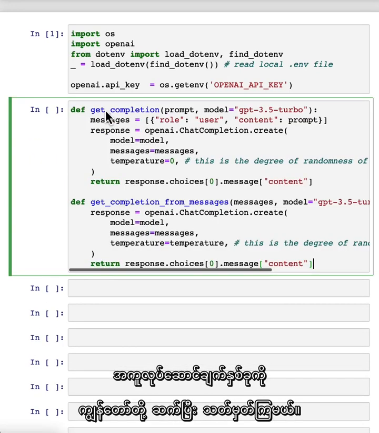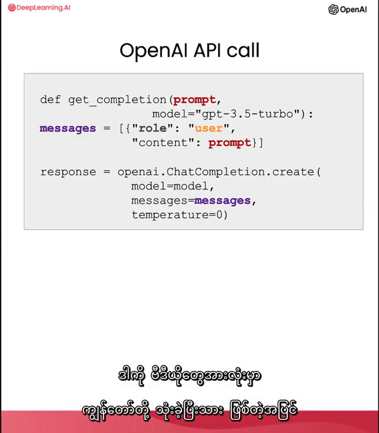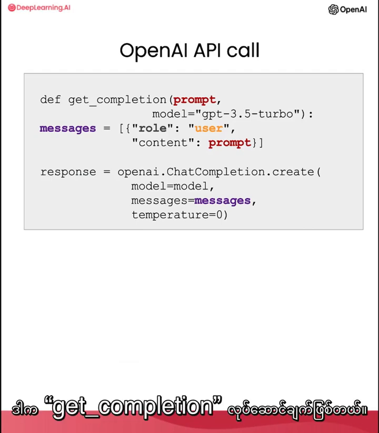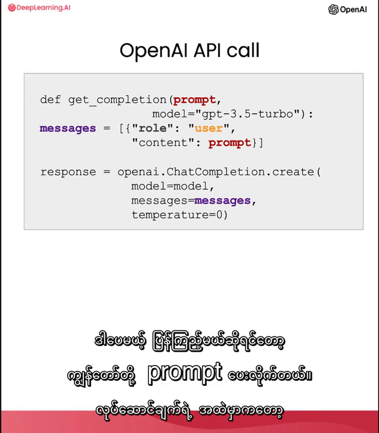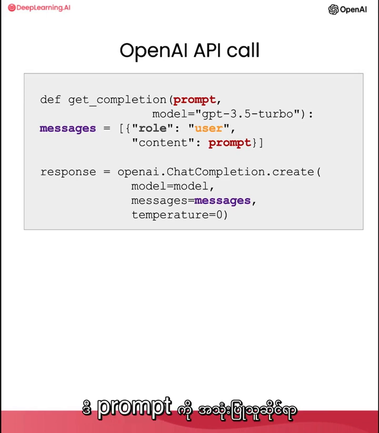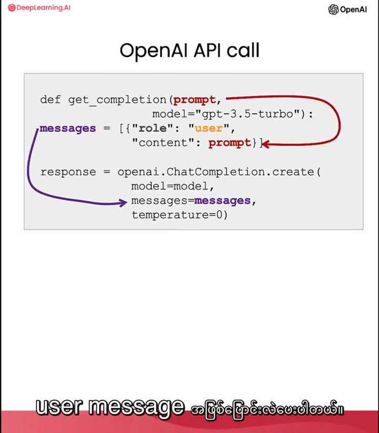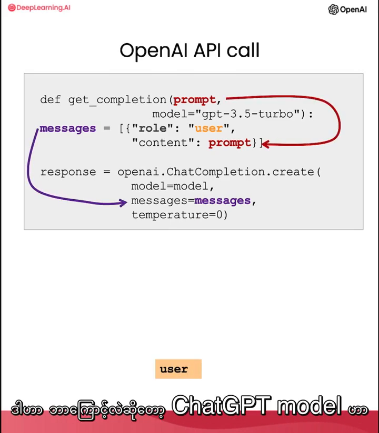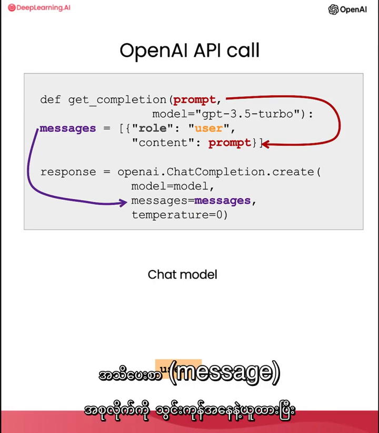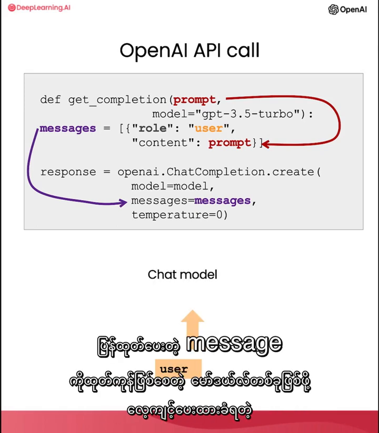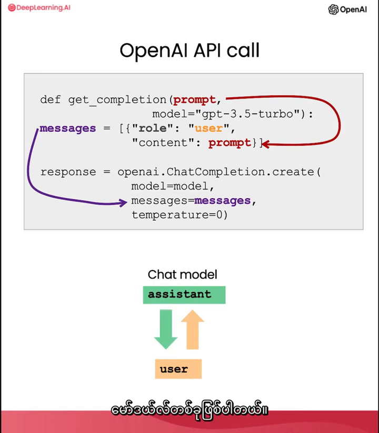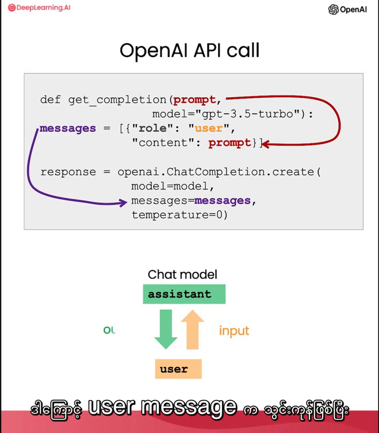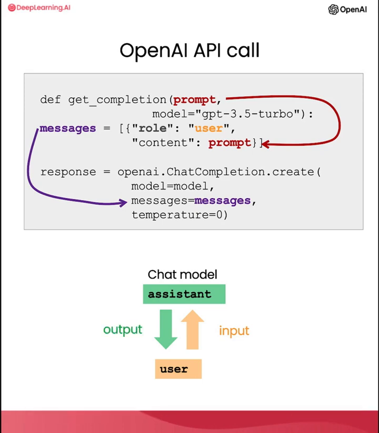And so next we're going to define two helper functions. So this is the one that we've been using throughout all the videos, and it's the getCompletion function. But if you look at it, we give a prompt, but then inside the function, what we're actually doing is putting this prompt into what looks like some kind of user message. And this is because the ChatGPT model is a chat model, which means it's trained to take a series of messages as input and then return a model-generated message as output. So the user message is the input and then the assistant message is the output.